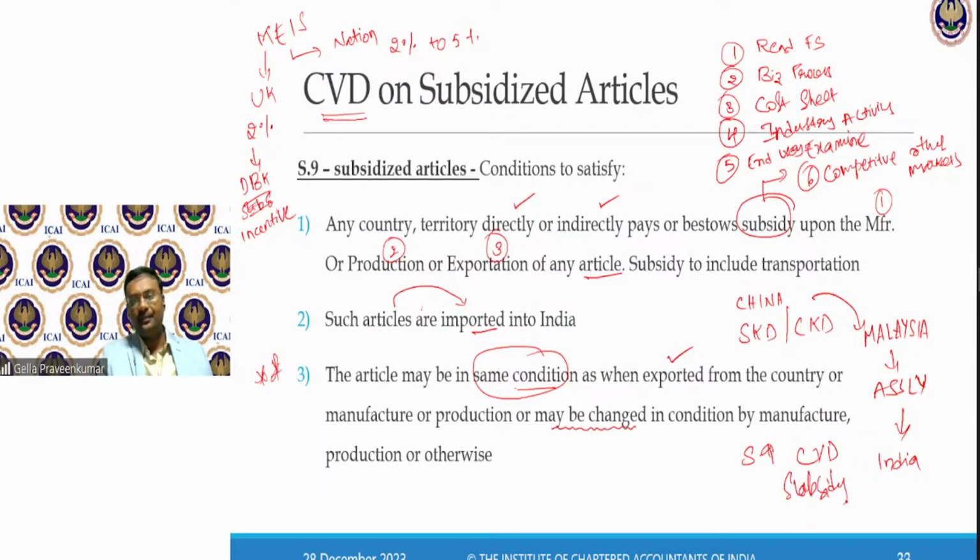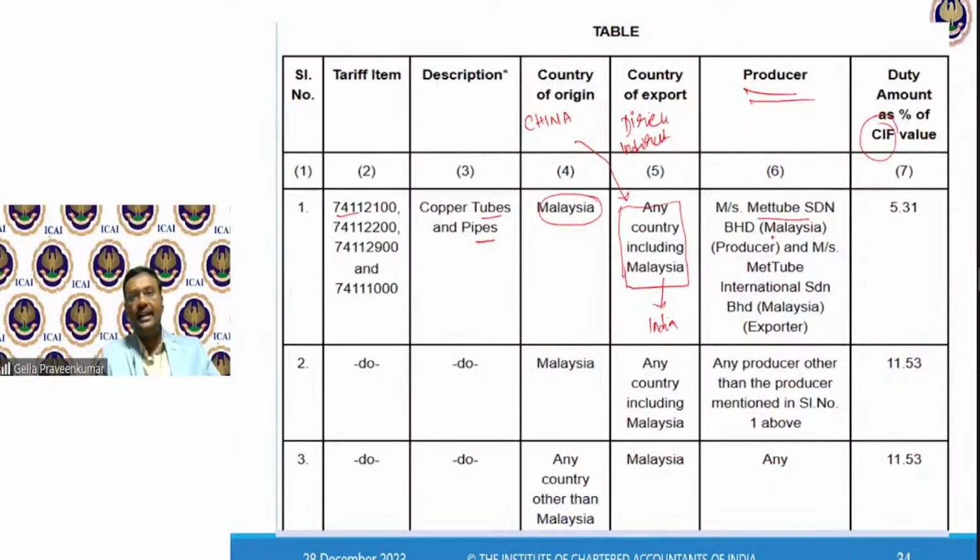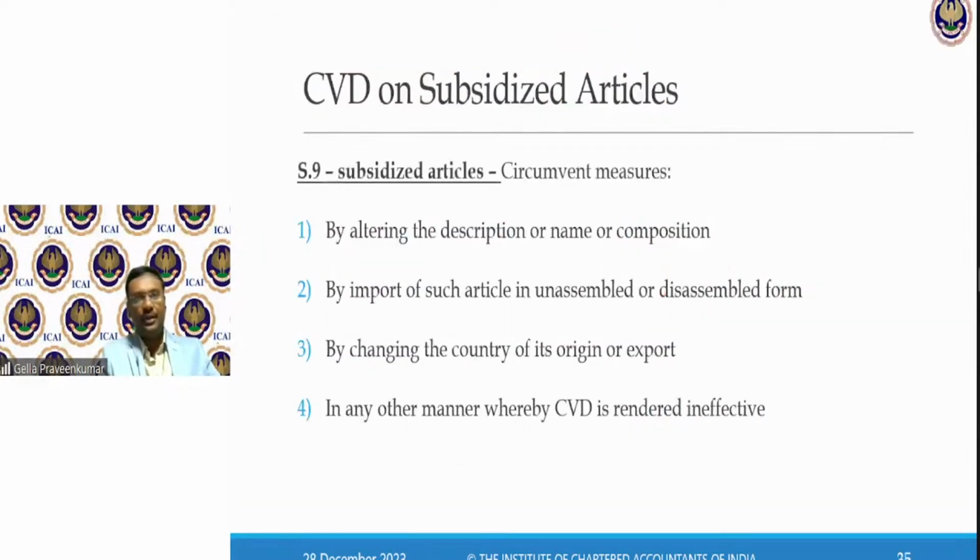The catch point for all these levies is subsidy given directly or indirectly. If the subsidy is given directly or indirectly, which includes transportation also, Section 9 comes into play. And this is one example, students, I have given. I have not given a notification reference, but for goods imported from Malaysia, there is a levy of this countervailing duty. Now, in examination, this is one theory question which could be tested for 4 marks.